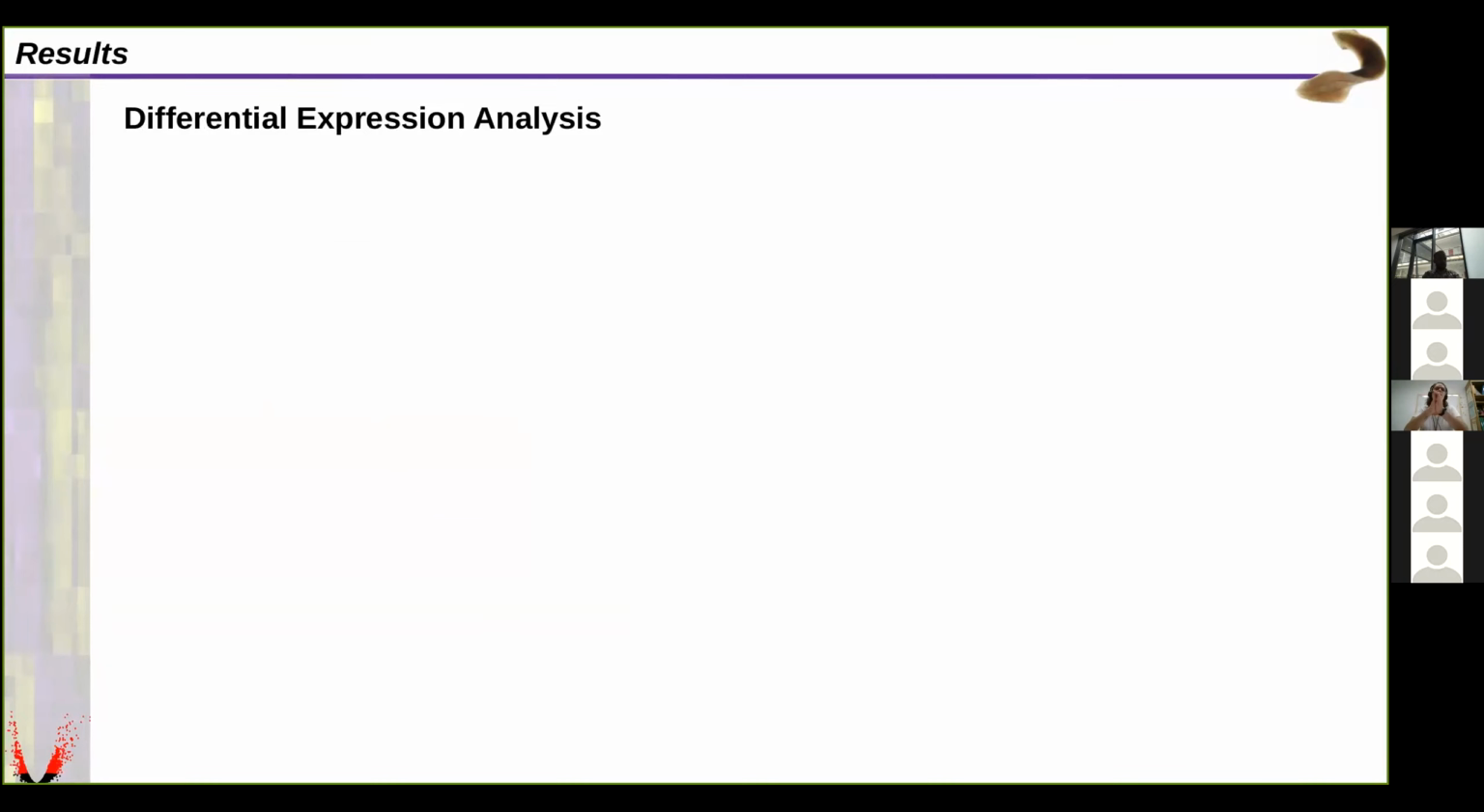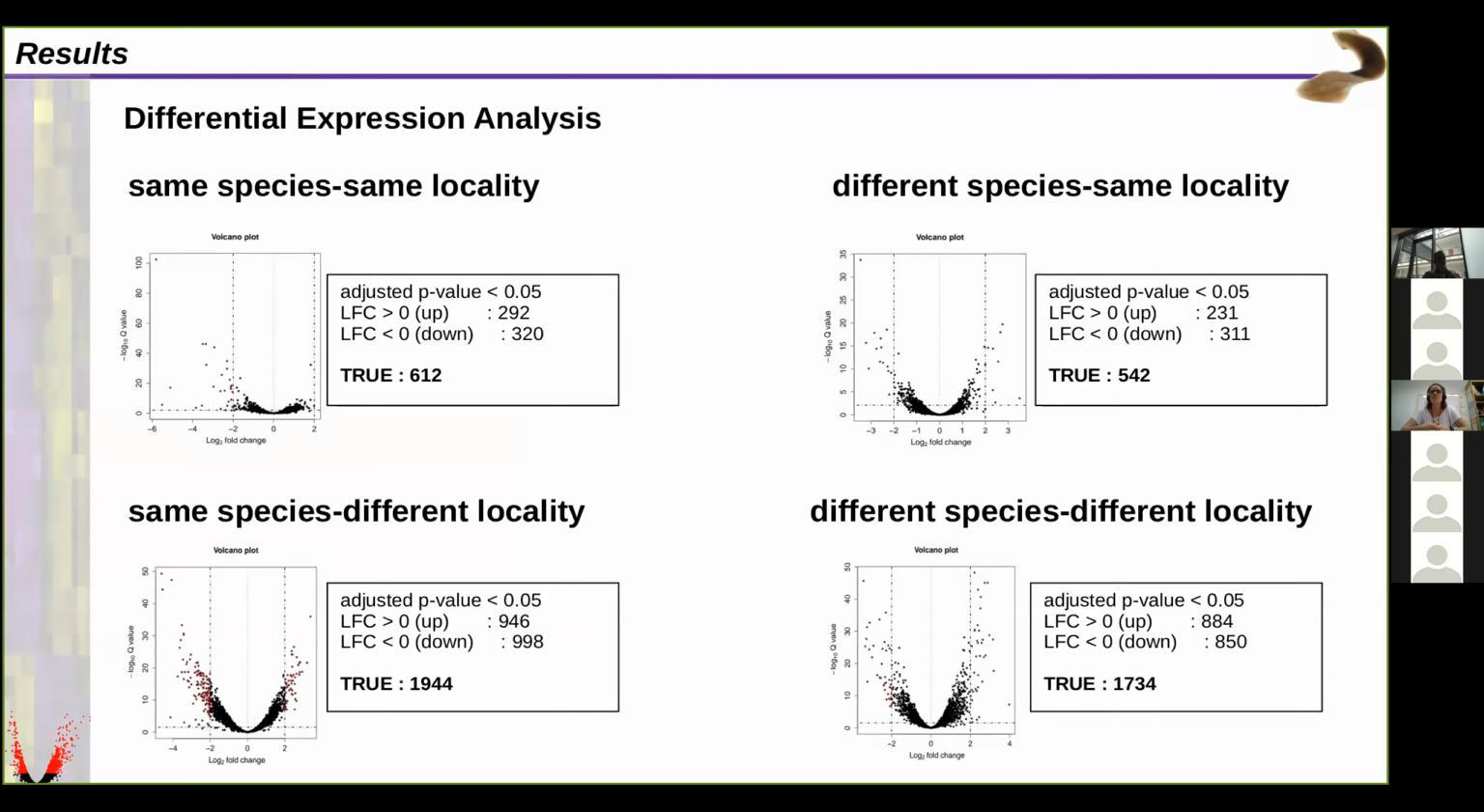Passing to the results, we established the differential expression analysis in all the comparisons. It's interesting that we found a smaller number of differentially expressed genes in the comparisons with samples from the same locality. And that result could reflect the adaptation of these animals to the different environmental conditions.